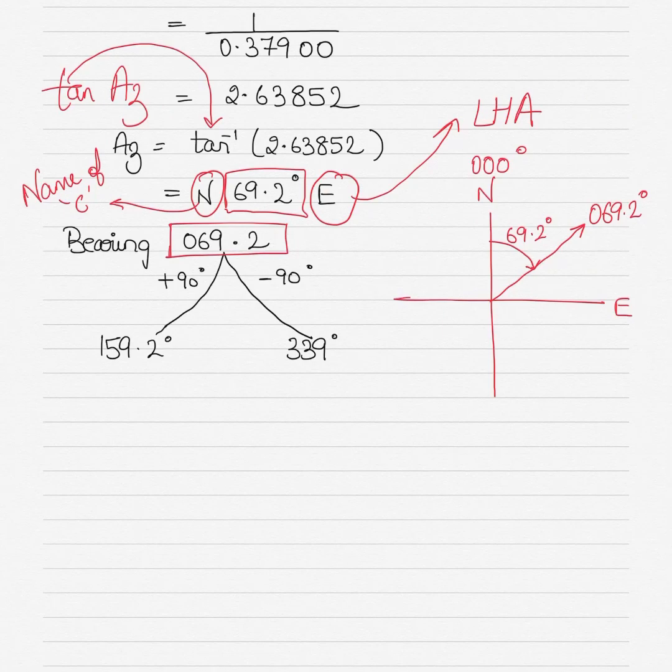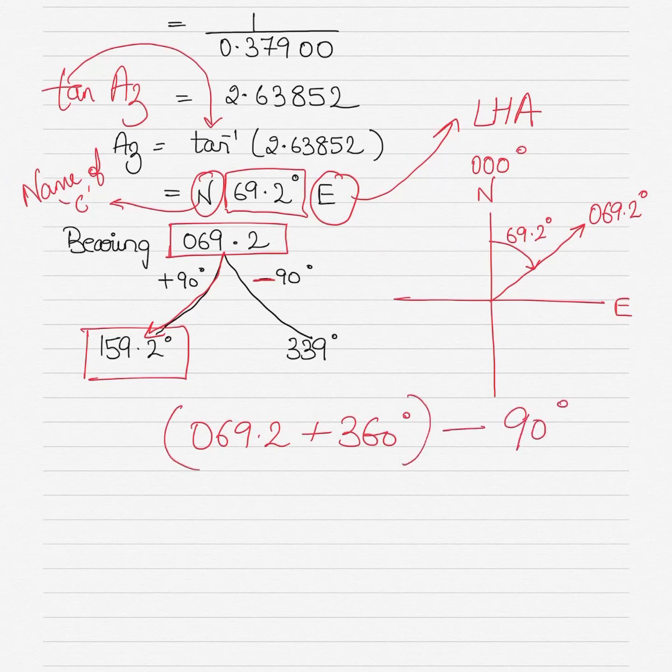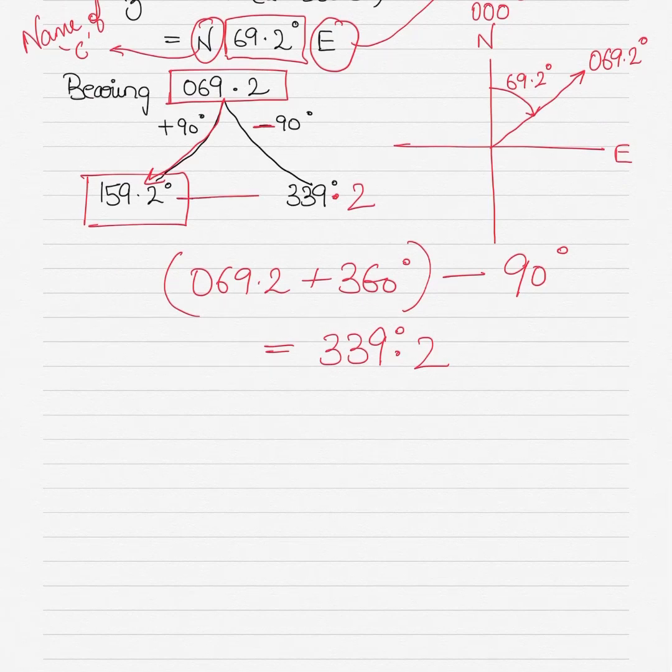So once you got your true bearing as 69.2 degrees, to find the orientation of the position line, just add 90 degrees to it. 90 plus 69.2 is 159.2, or subtract 90 degrees from it. How do you subtract 90 degrees? So 069.2 plus 360 degrees. Make it larger than 90 degrees by adding 360 and then subtract 90 degrees from it. You will get 339.2 degrees. So your orientation of the position line is 159.2 to 339.2 degrees.